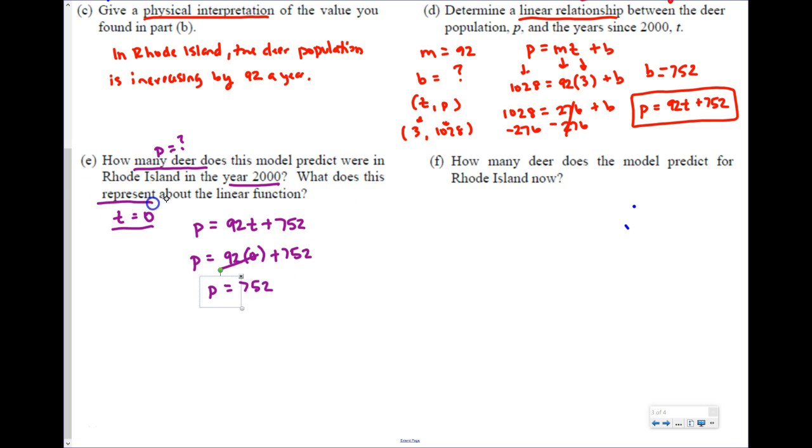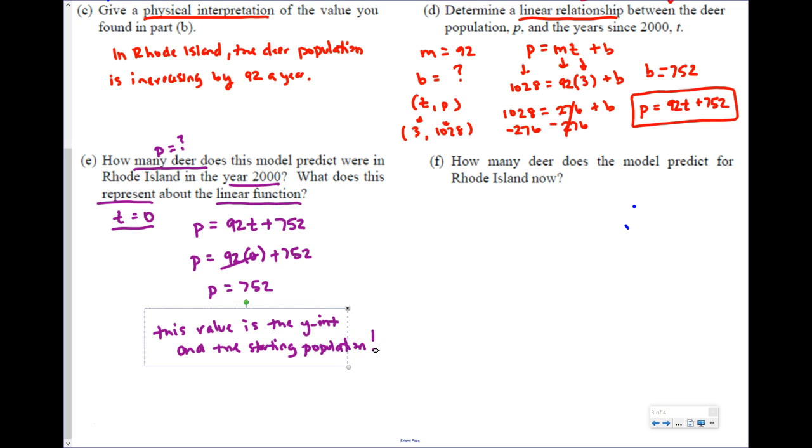What does this represent about the linear function? This is saying that this value of the function is the y-intercept and the starting population of deer.